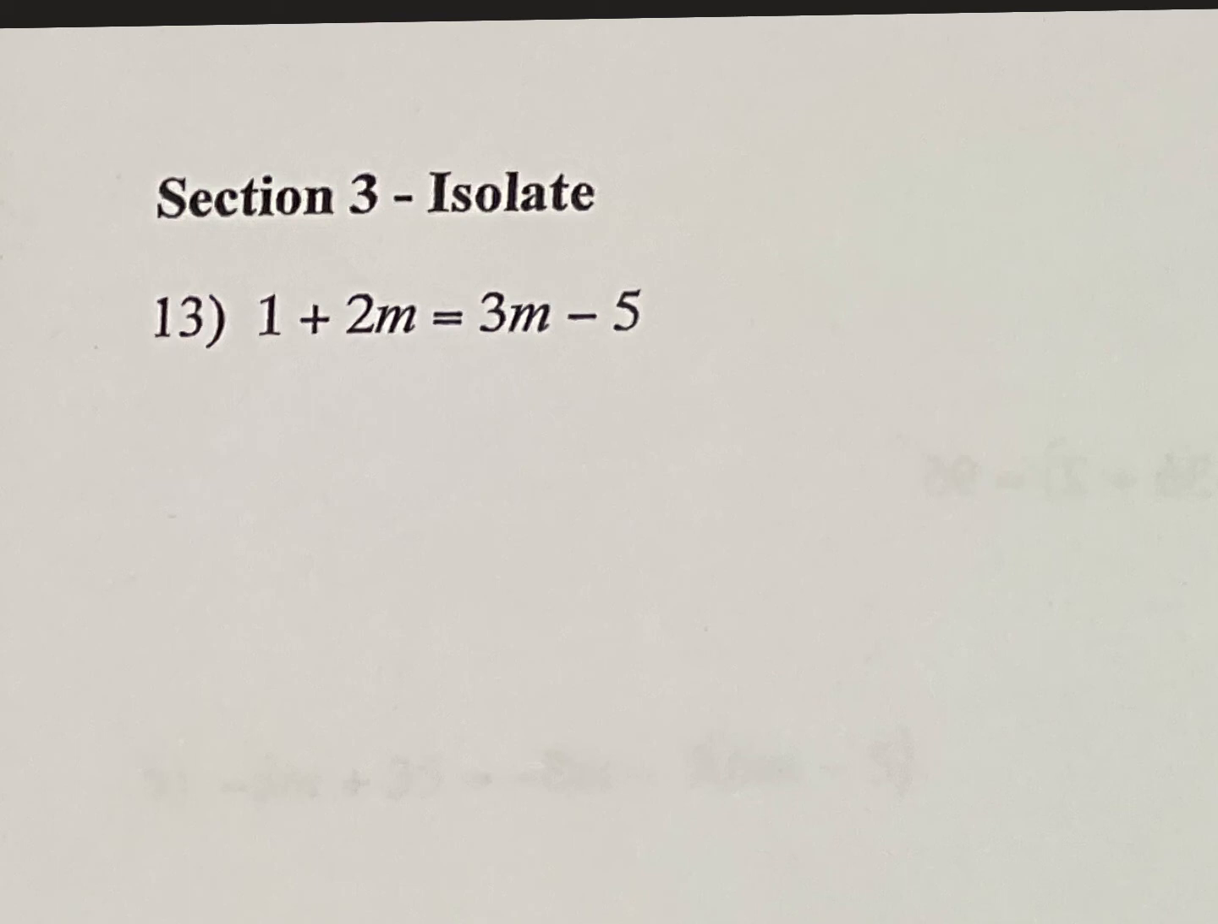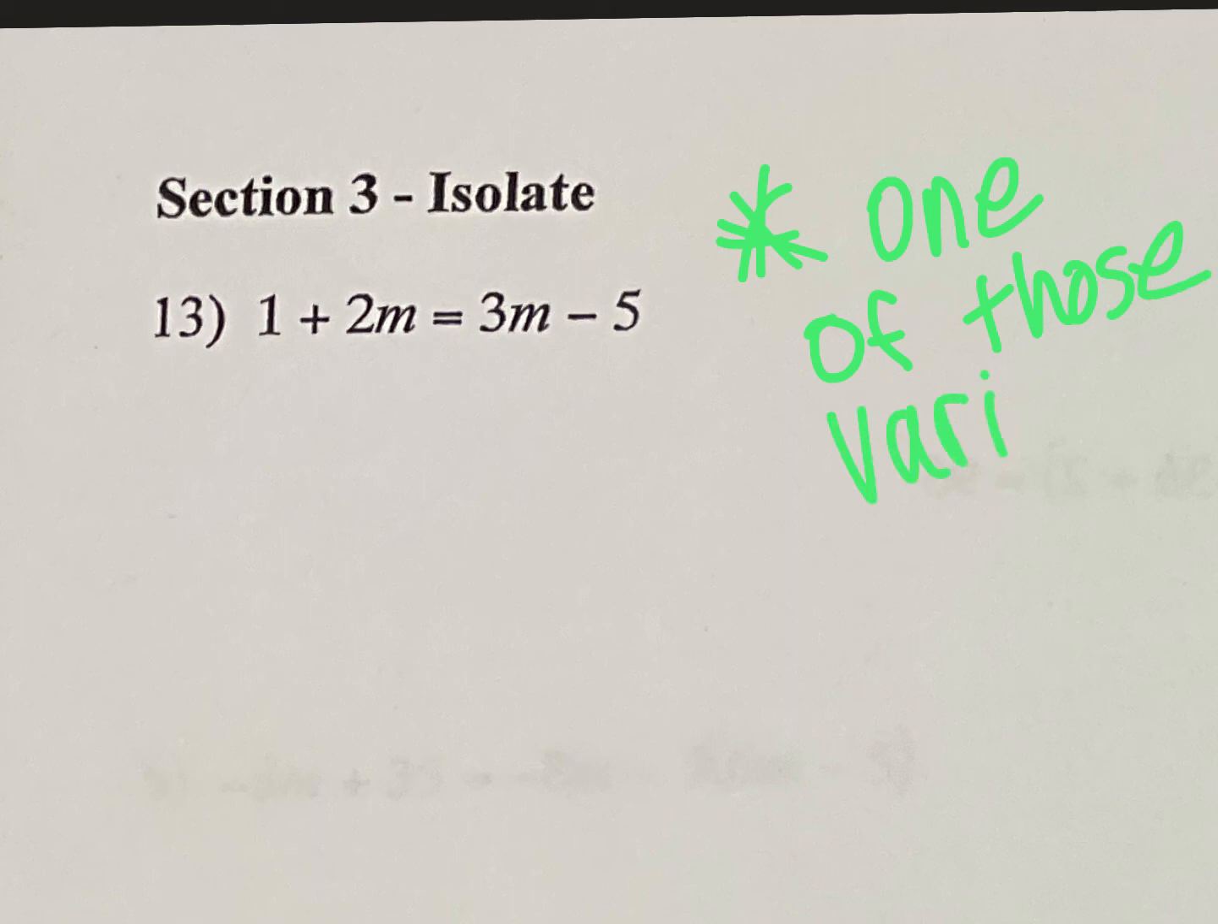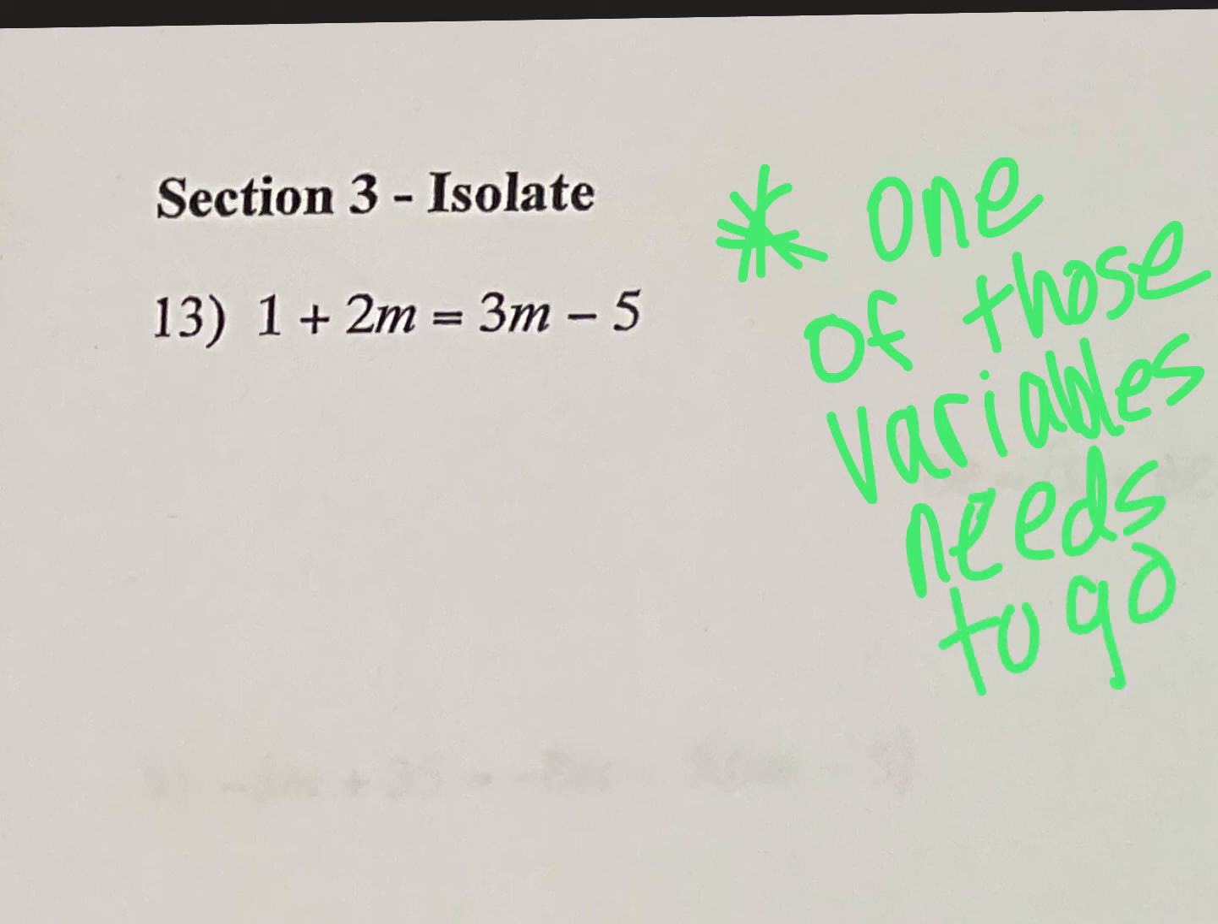All we're going to do is isolate, and this is your big idea that I would probably write down. One of those variables needs to go. You can't isolate a variable if you got two of them. Now, it doesn't matter which variable you get rid of. You can get rid of either variable that you want. Personally, I get rid of the one that has the smaller coefficient because it keeps me from having to deal with negatives, but that's just me, okay?